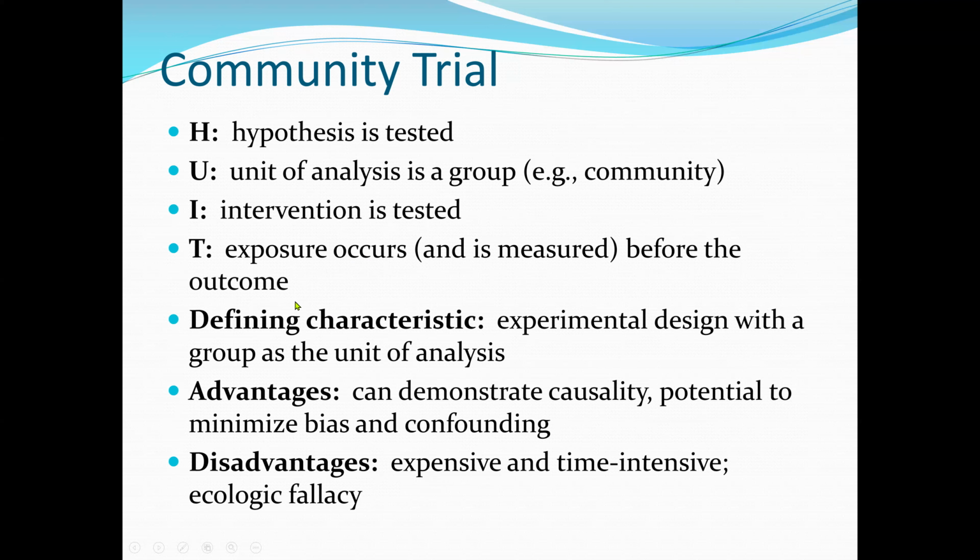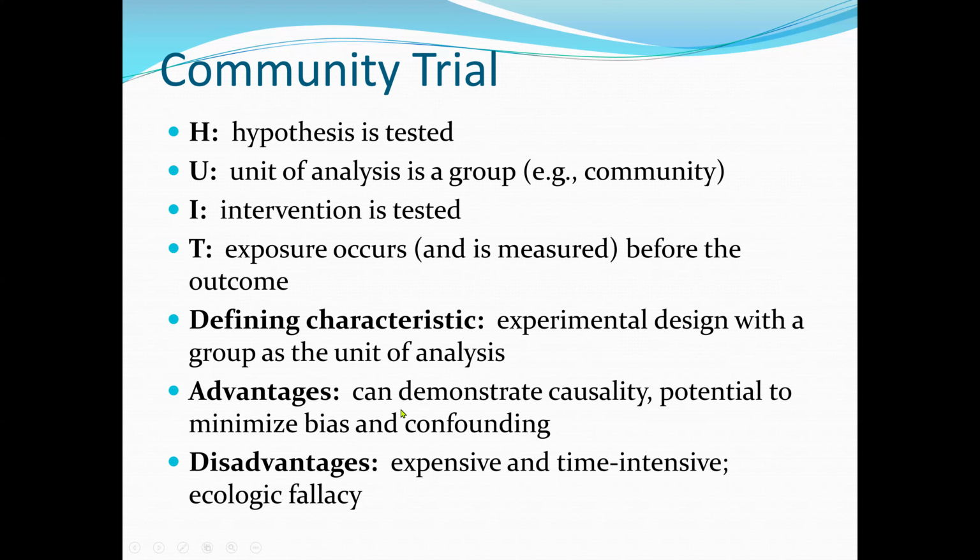So it's not like cohort studies where we can have retrospective designs, where first of all we have the outcome before we look at what the risk factors were that caused it. With a community trial, the exposure must always occur first before the outcome. The defining characteristic, again, is that a community trial can be an experimental design with a group as the unit of analysis.